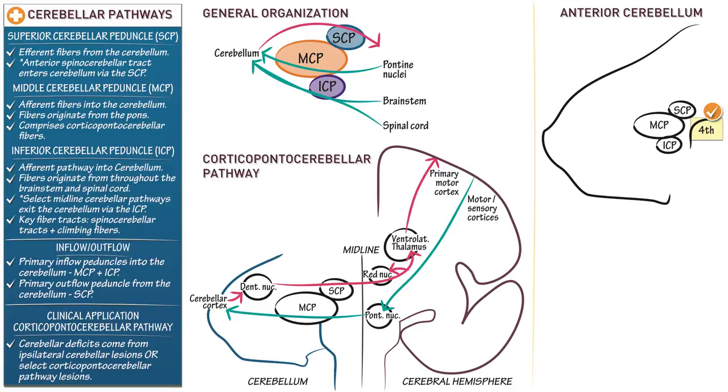Next, in our diagram, include the two components of the flocculonodular lobe. In the hemisphere, show the flocculus, and in the vermis, show the nodule. Now above the fourth ventricle include the lingula, the slender vermian tip of the anterior cerebellar lobe. The lingula combines with the flocculonodular lobe to form the vestibulocerebellum.